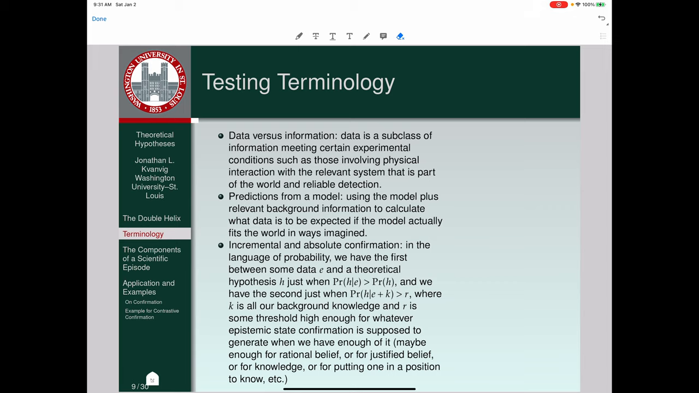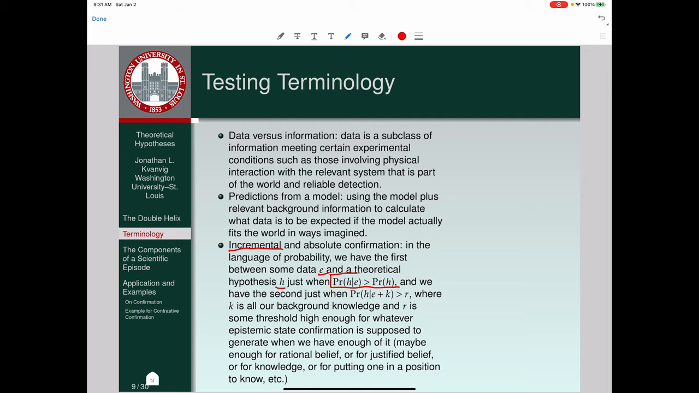Now, once we do predictions of a model, we're in a position where we can confirm or disconfirm that model and the theoretical hypothesis in question by an experiment. In doing so, we need some notion of confirmation, and here we have two centrally different notions of confirmation that are related to each other: incremental and absolute confirmation. And in the language of probability, we have the first, incremental confirmation between some data E and some hypothesis H just when a certain probabilistic inequality holds.